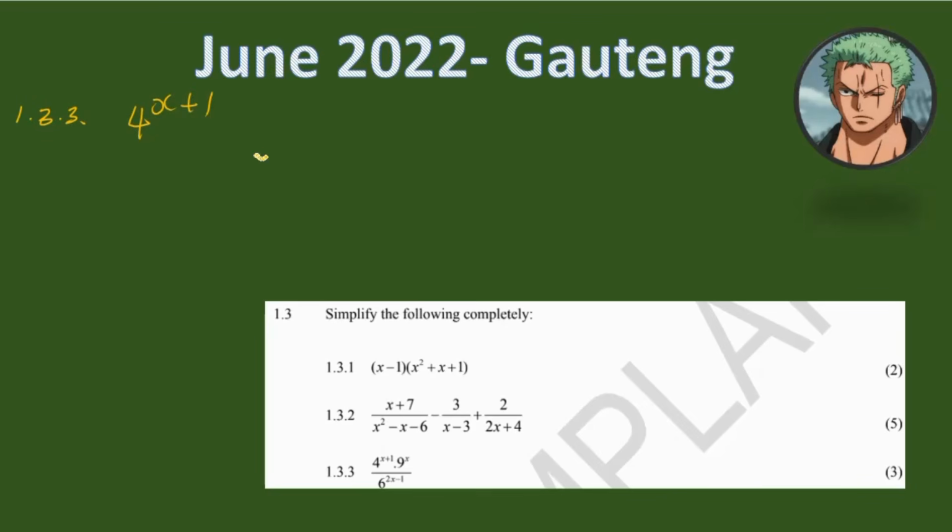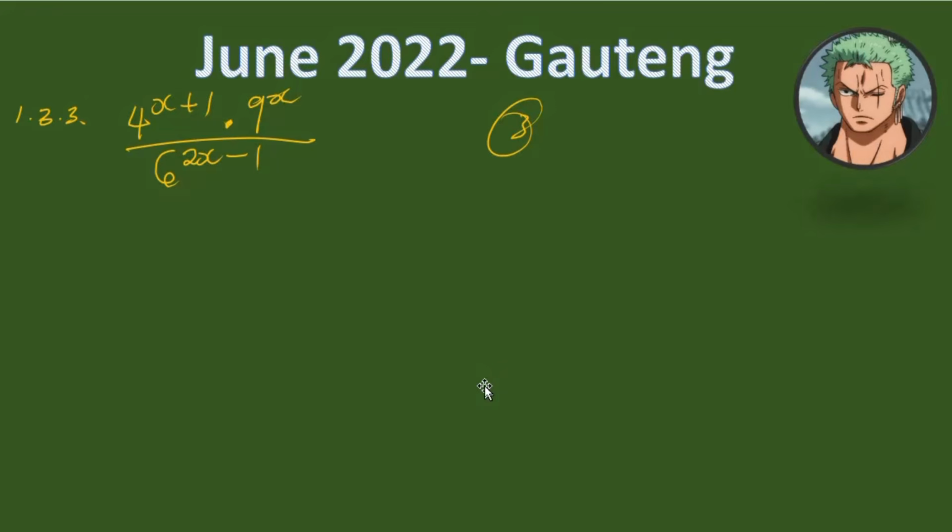The last one we did, it had an error from the examiner's side. That was not my error. Okay, but at least we saw it and fixed it. And here I have 6 raised to 2x minus 1. Now, here's the tricky part about this one. Okay, this is 3 marks. You'll see the tricky part.